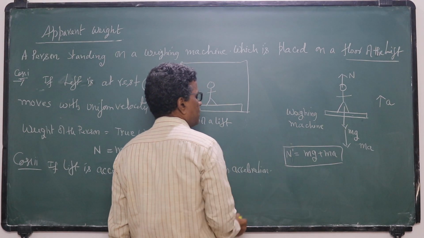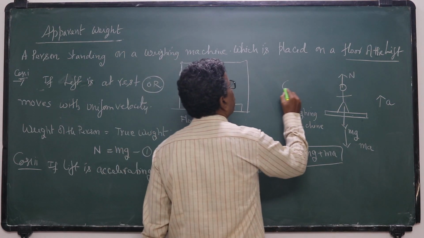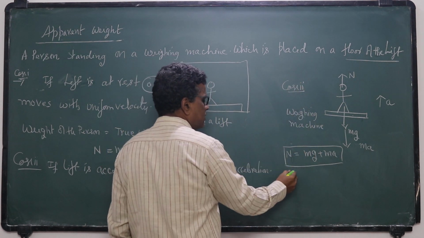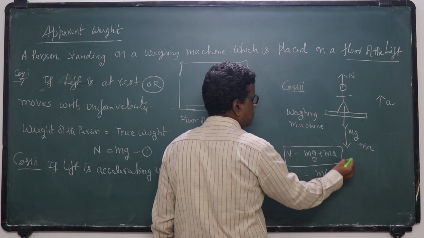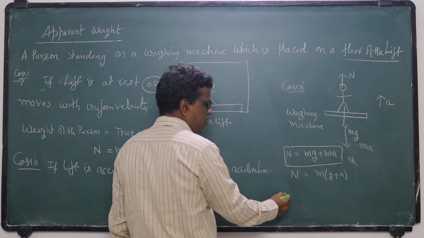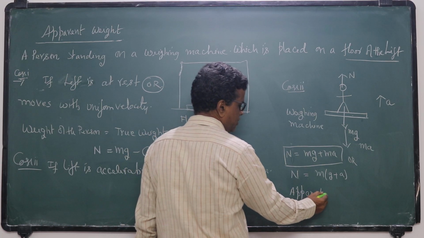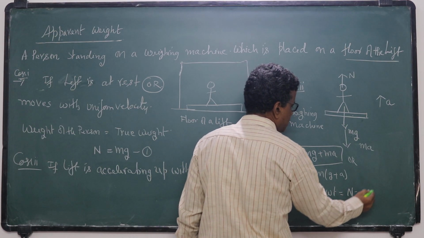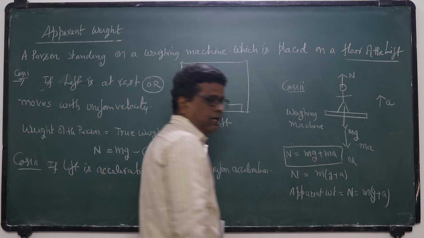Now, this is the case 2 diagram. This N is m of g plus a. We can also write it like this. This reading shown by the weighing machine is called the apparent weight. So the apparent weight N is equal to mg plus ma, or m of g plus a.